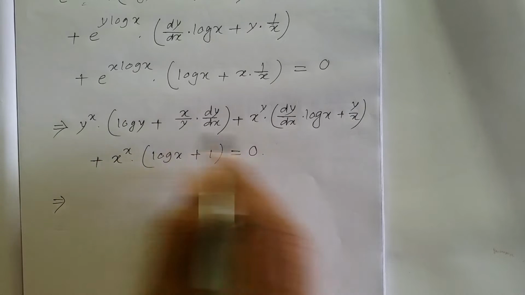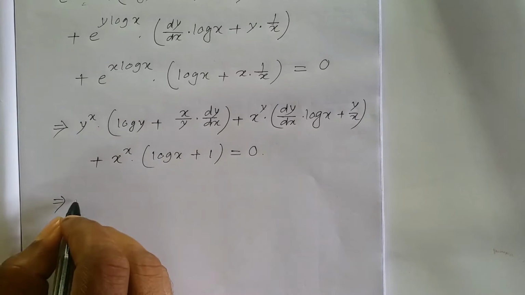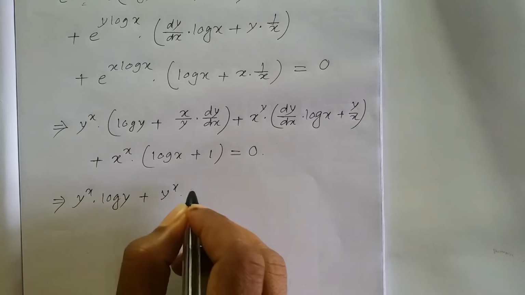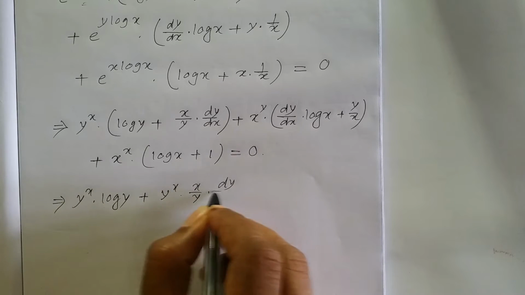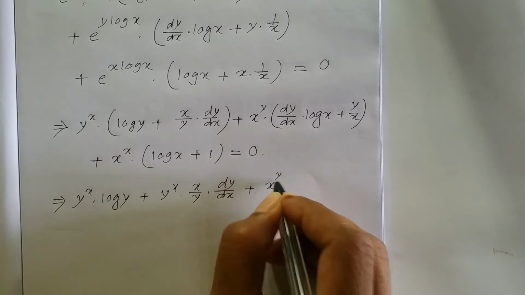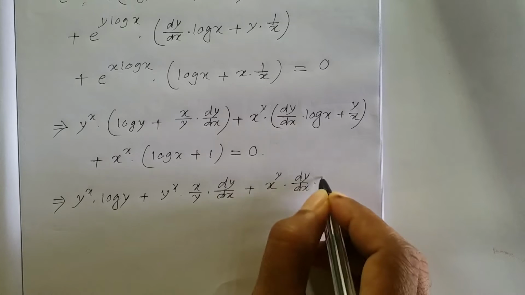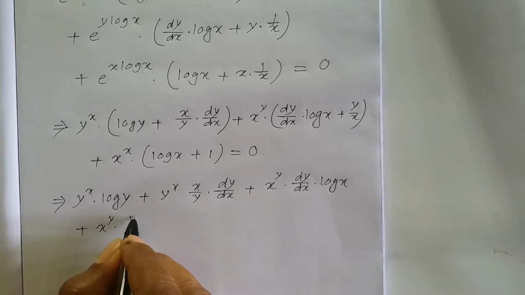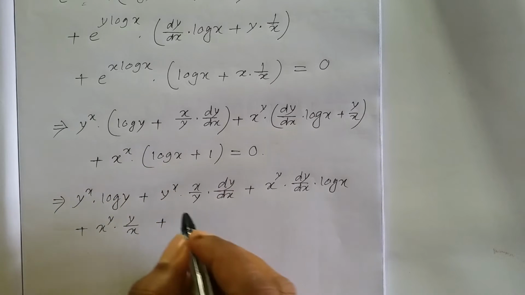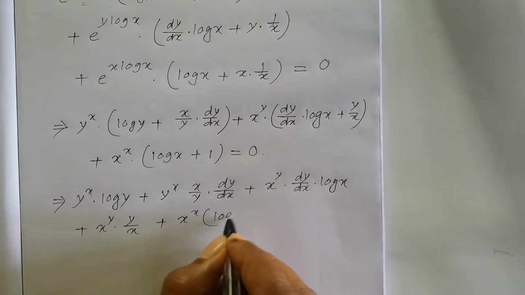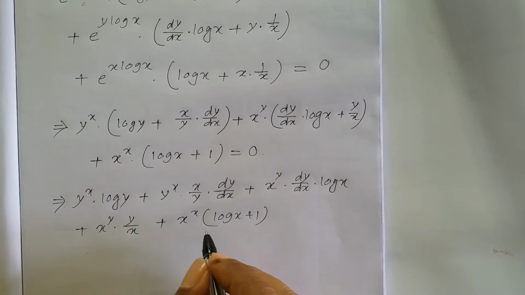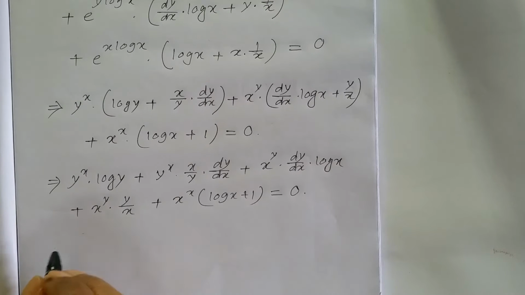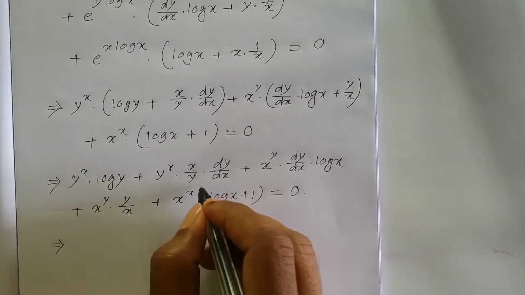Now you complete these products and take dy dx common. So the completion is y to the power x into log y plus y to the power x into x by y into dy dx plus x to the power y into dy dx into log x, then plus this term, x to the power y into y by x, then plus, no need to complete here, it is only x to the power x into log x plus 1, because there is no term involving dy dx, so we leave that term as it is, equal to 0.